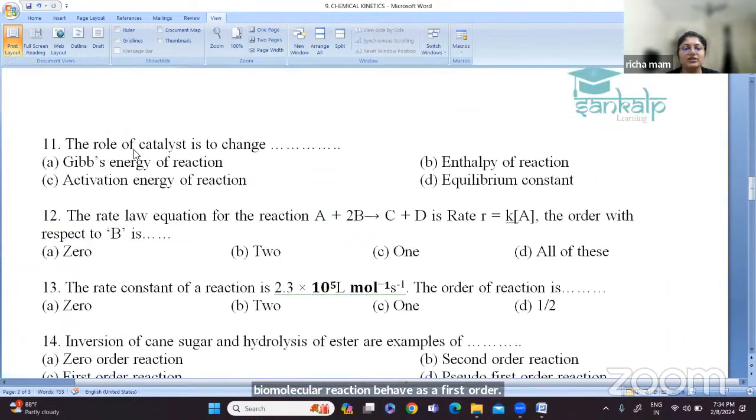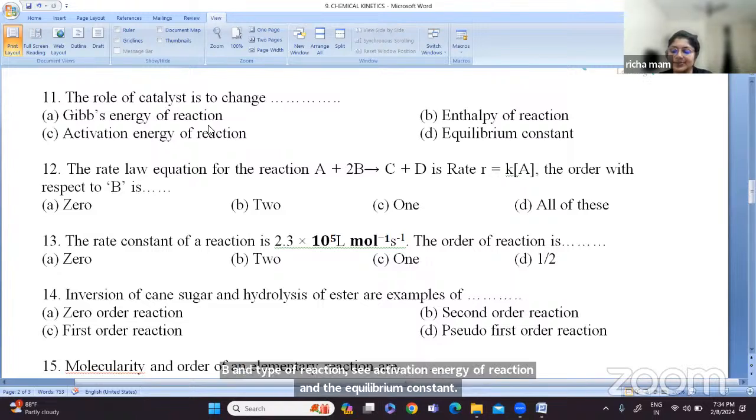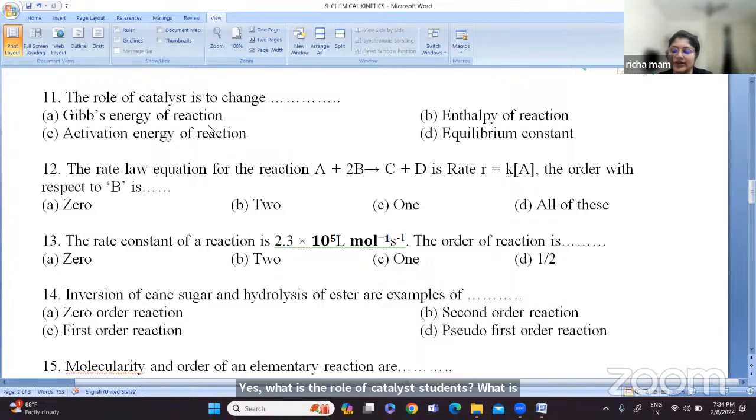Next question. The role of catalyst is to change A, Gibbs energy of a reaction, B, enthalpy of a reaction, C, activation energy of a reaction, and D, equilibrium constant. Yes, what is the role of catalyst, students? The role of catalyst is to change.